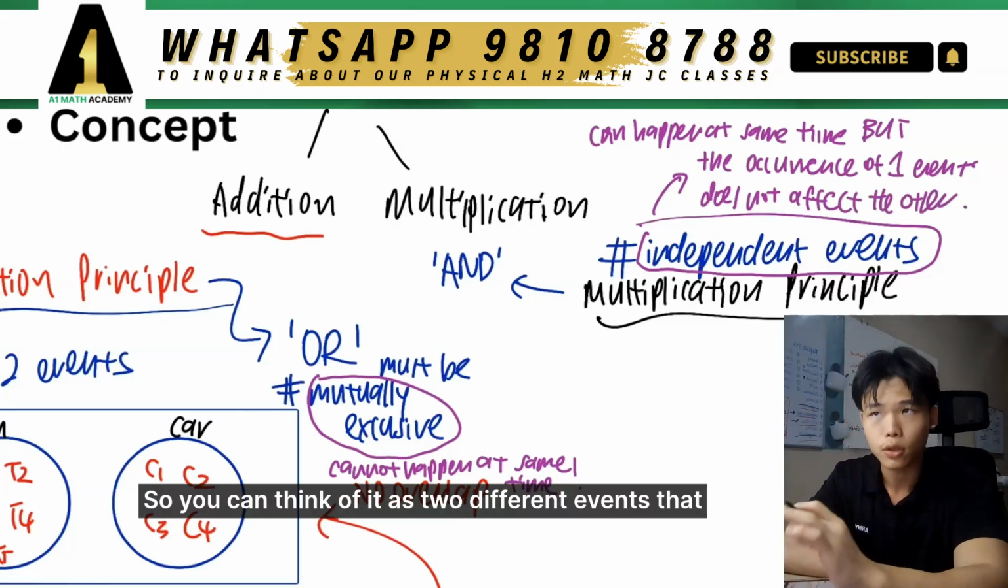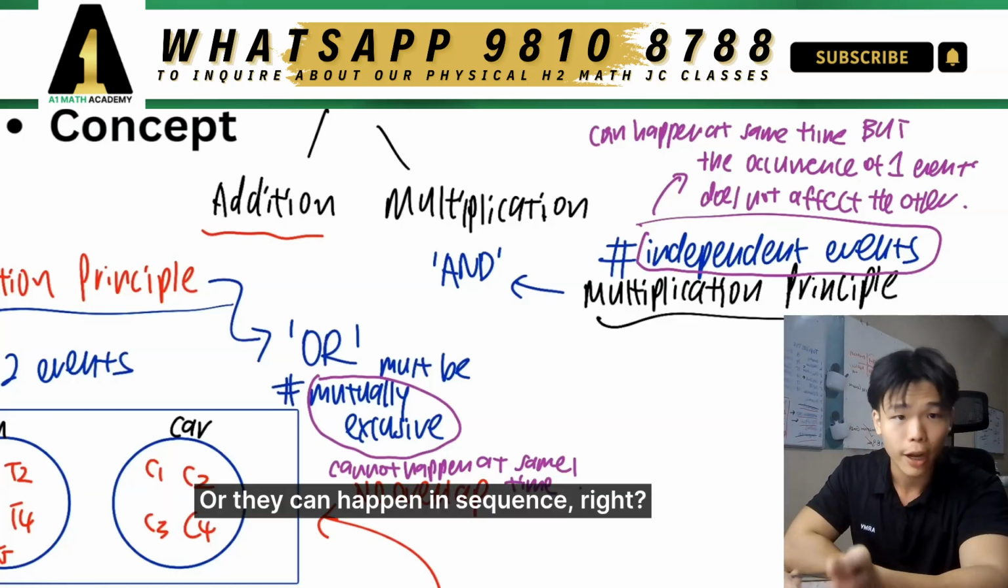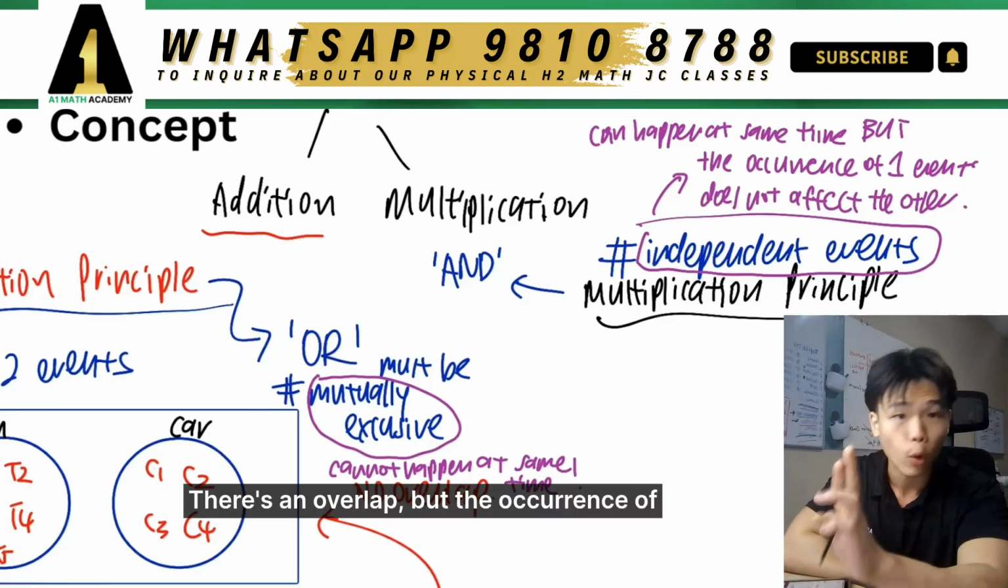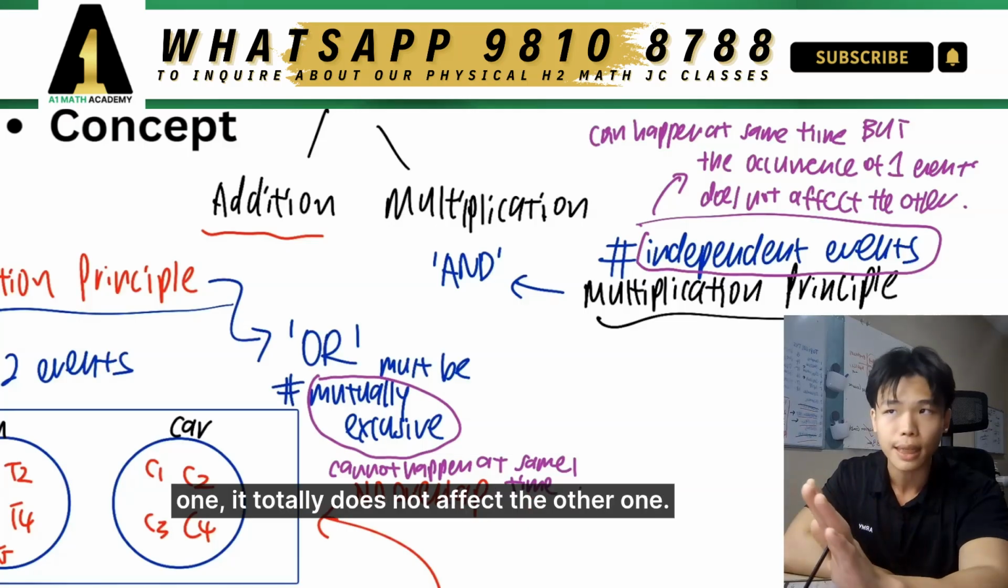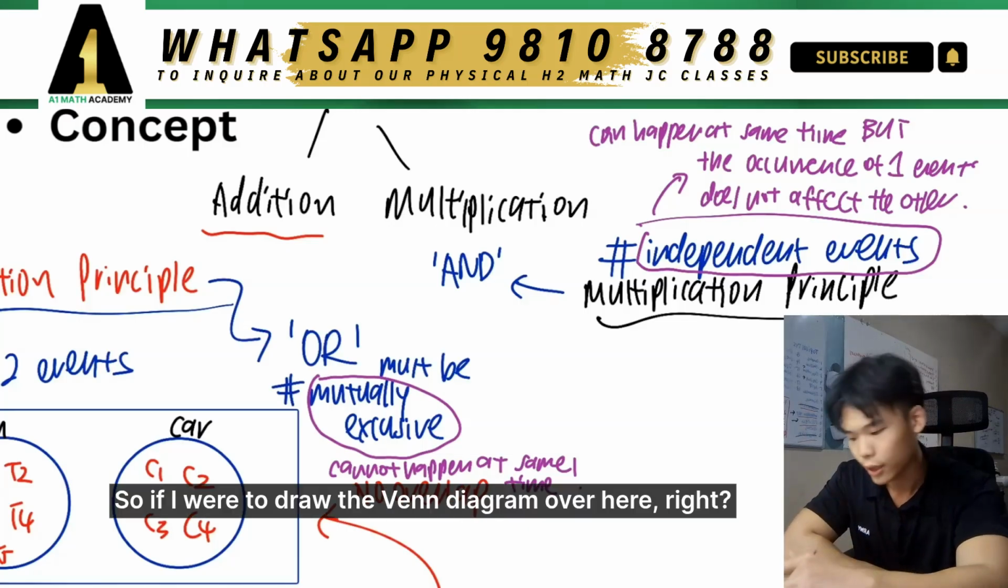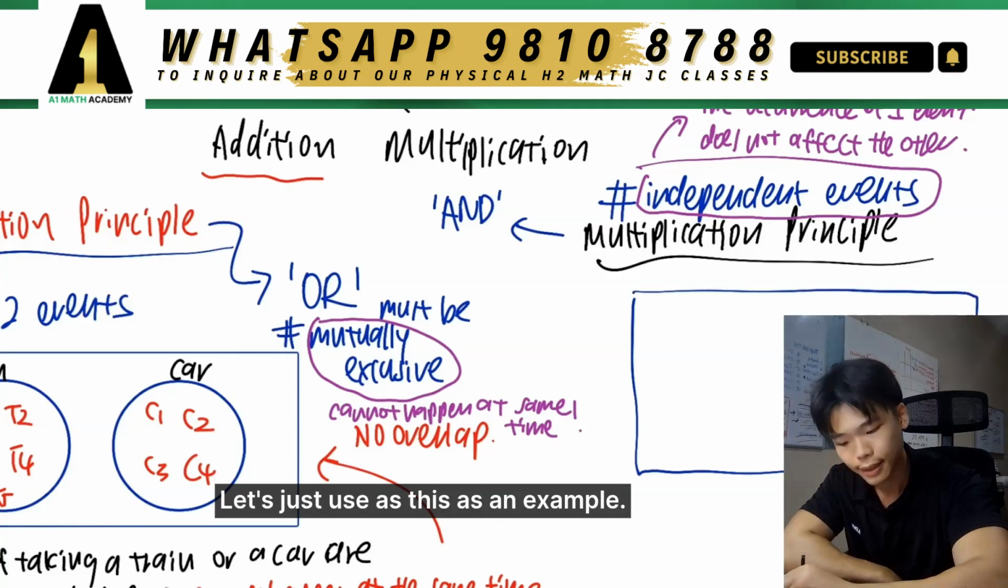Okay, so you can think of it as two different events that can happen at the same time, right? Or they can happen in sequence, right? Yeah, there's an overlap. But the occurrence of one totally does not affect the other one. Okay, so if I were to draw the Venn diagram over here, let's just use this as an example.